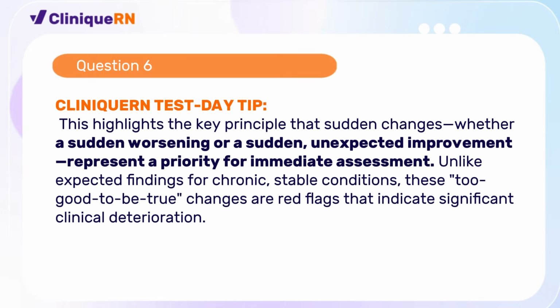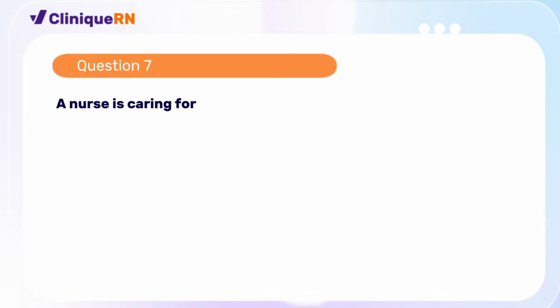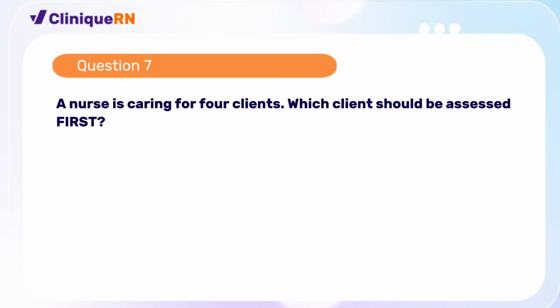This highlights the key principle that sudden changes, whether a sudden worsening or a sudden unexpected improvement, represent a priority for immediate assessment. Unlike expected findings for chronic, stable conditions, these too-good-to-be-true changes are red flags that indicate significant clinical deterioration.